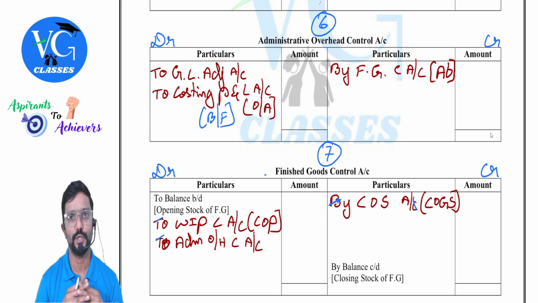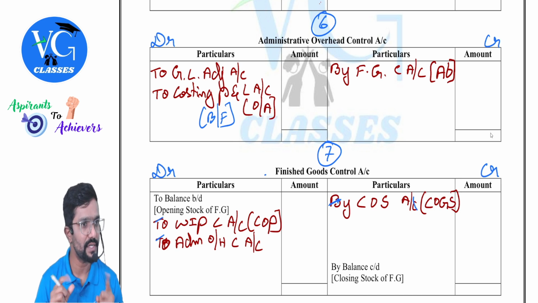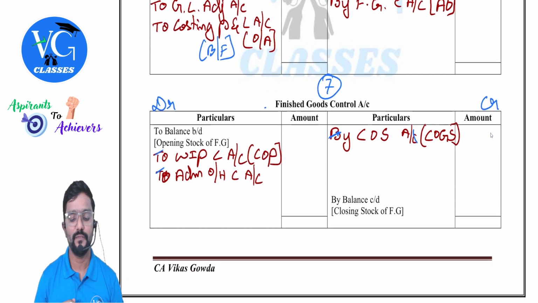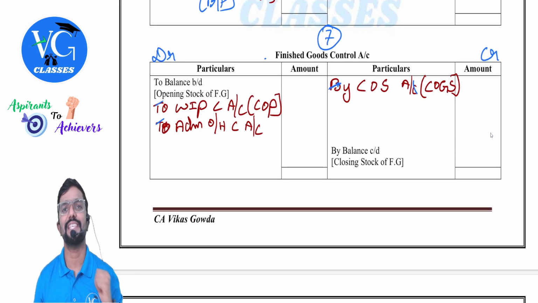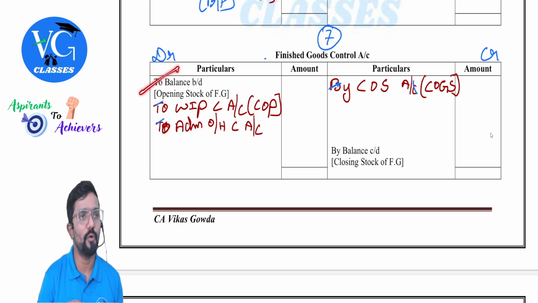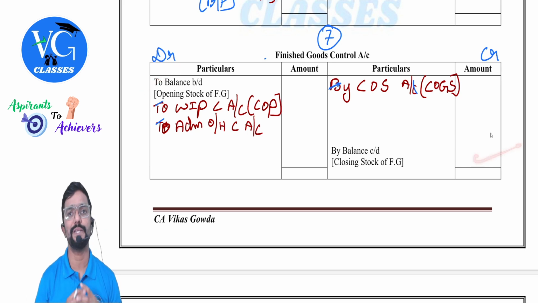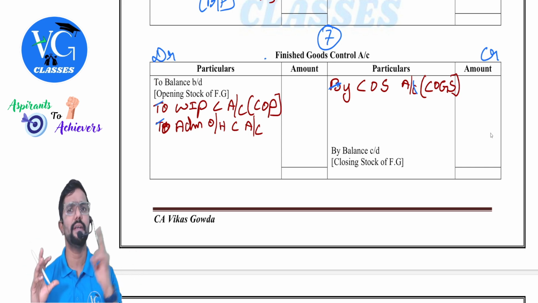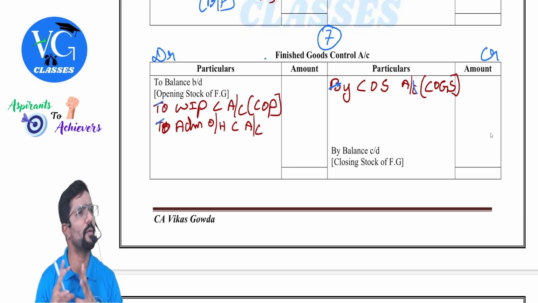Costing P&L account. Hope you got it. Yes, sir. Next, finished goods control account. Again, an asset. It is an inventory, right? Yes. It will have what balance, sir? Debit balance. So it will start with opening balance and end with closing balance. Clear? All these three accounts normally will have a debit balance, which is the opening.